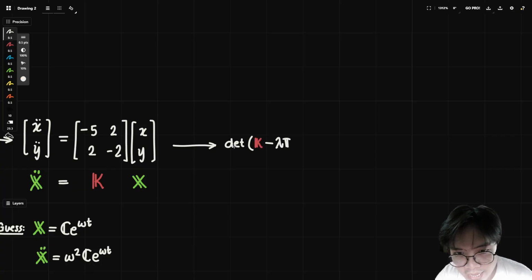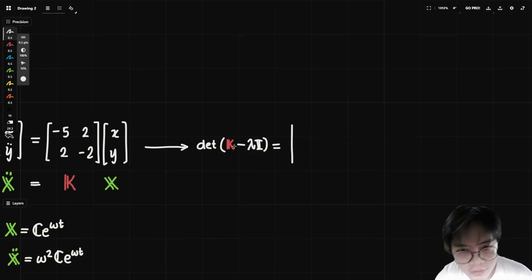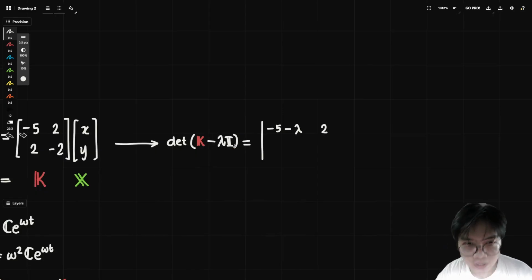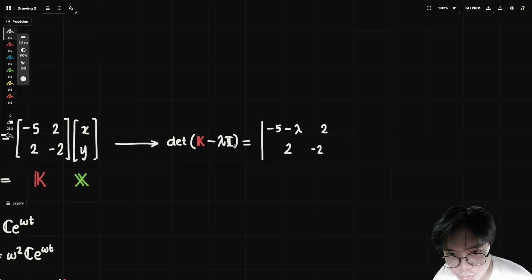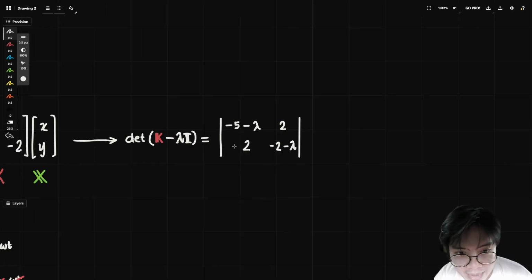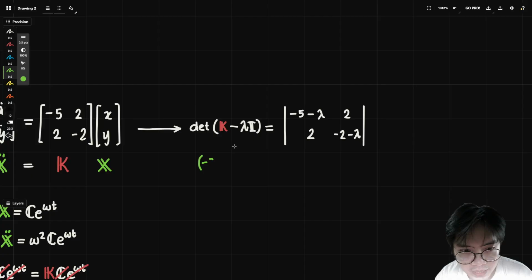minus lambda I. Hopefully, you guys can follow along with that. If we're going to do that same operation, we'll just add minus lambda to the main diagonal, because that is what doing lambda times the identity matrix will do when you multiply them together and then subtract that from the original matrix K. 2 and then negative 2 minus lambda. And again, wicker basket method: this one plus, this one minus. So now we will have negative 5 minus lambda times negative 2 minus lambda.